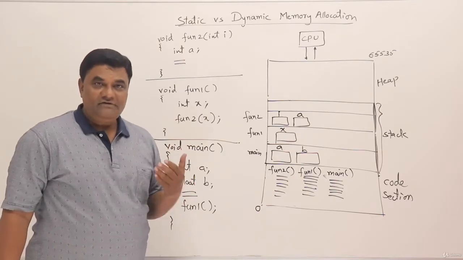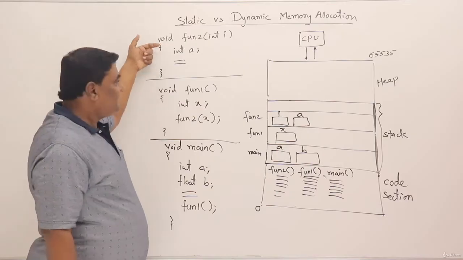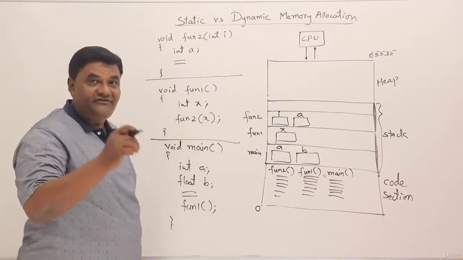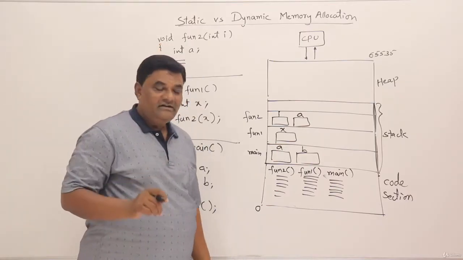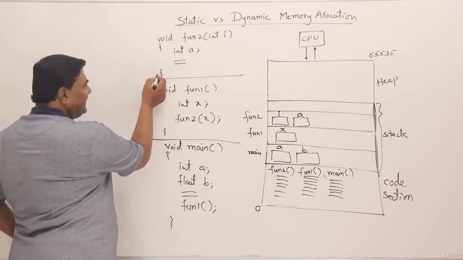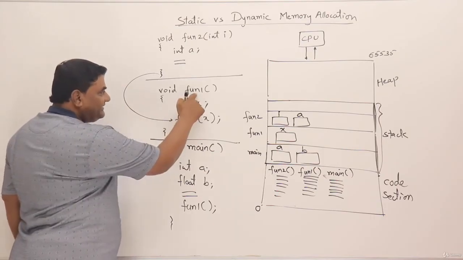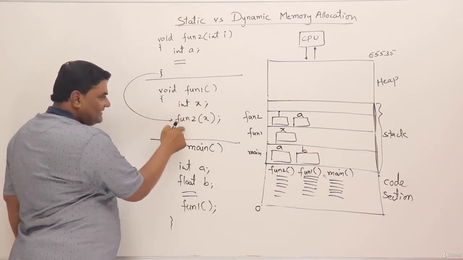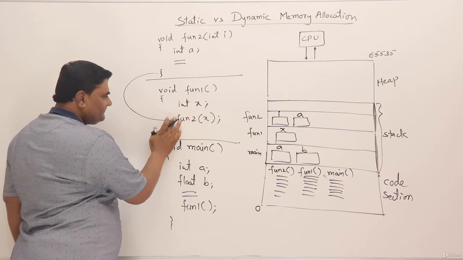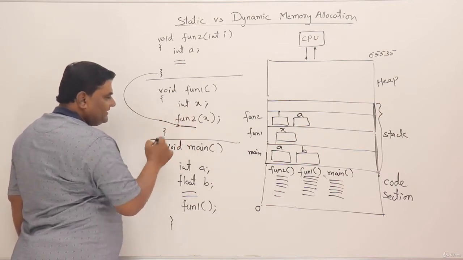Now let us continue over execution. Fun2 is the currently executing function. Now when function 2 has finished, terminated, then control goes back to function 1. It will come back after this point, inside this function 1, that is after this line, it will come to this line. Suppose there is a statement here, so it will come to this statement.